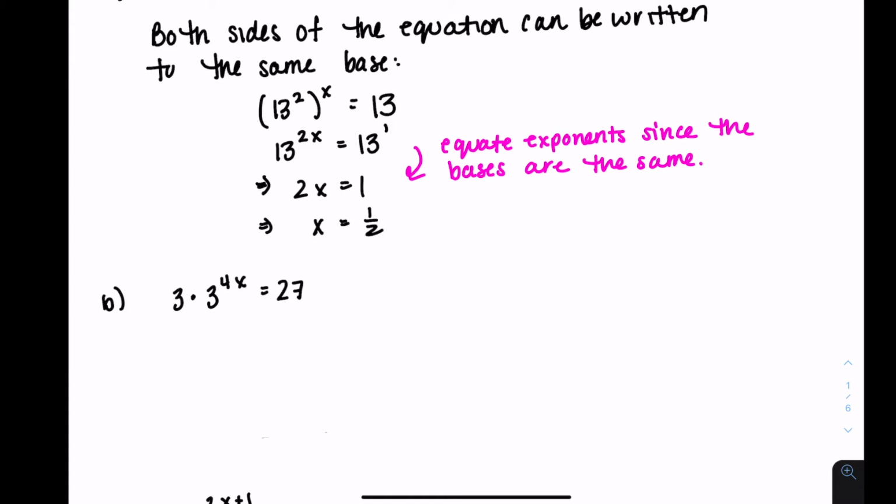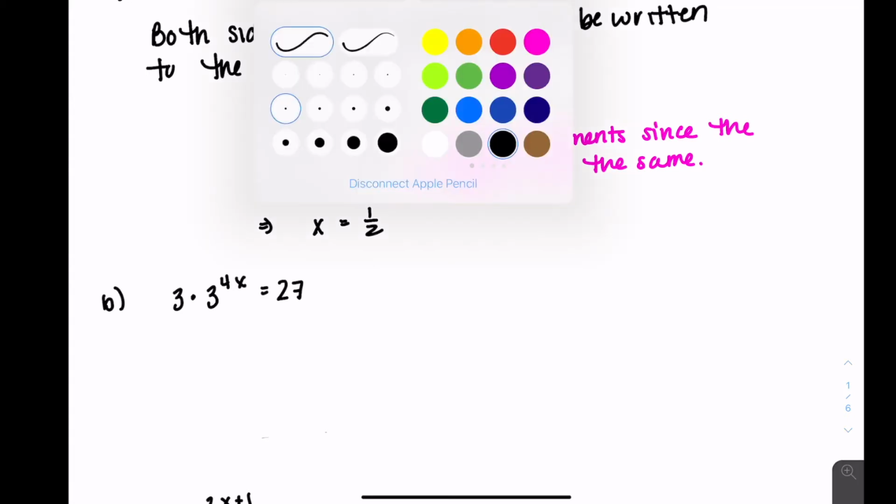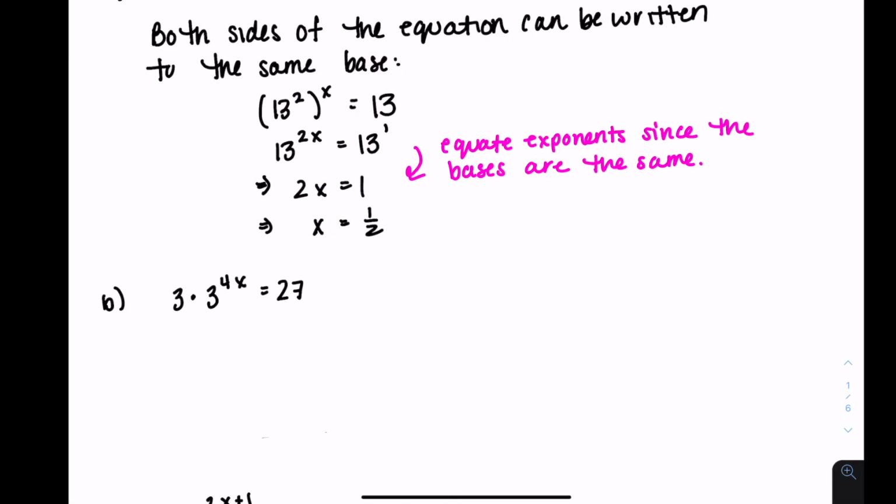We've got 3 times 3 to the 4x equals 27. So good thing on that right-hand side, I can write that in base 3. And over here, because I have 3 times 3 to the 4x, this is just like 3 to the first power. When you take a base and multiply it by something that has the same base, you add those exponents. So that's 3 to the 4x plus 1, and then 27 can be written as 3 cubed.